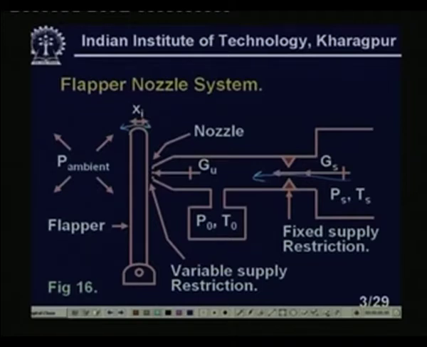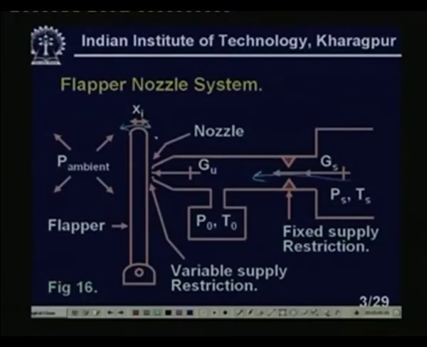Also, you can use a feedback control system with flapper nozzles, because it can have an automatic feedback system. That means if the flapper comes very close to the nozzle, automatically the pressure will increase and it will give a back pressure here. So it will put the flapper in a particular position. That is the feedback system.